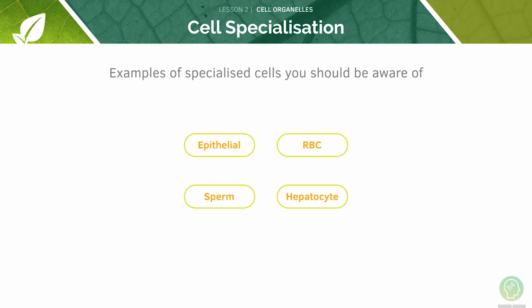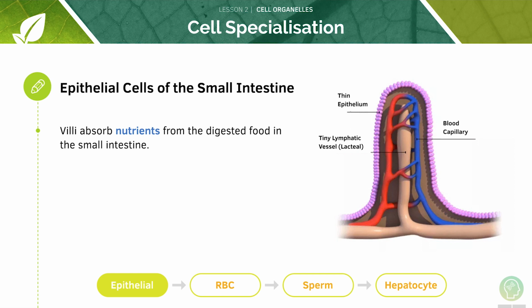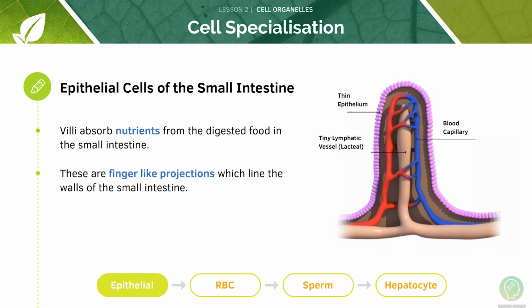Here are some specialized cells you should be aware of. We will cover epithelial cells again in another video, but we'll mention it briefly here. The intestine has many villi, used to absorb nutrients that have been digested. These will have a thin wall, allowing for a short diffusion distance, a rich blood supply to maintain a concentration gradient, and a large surface area to aid the speed of diffusion and active transport.